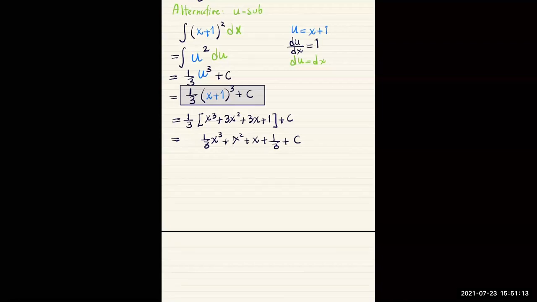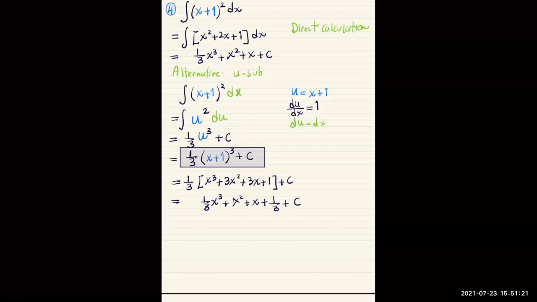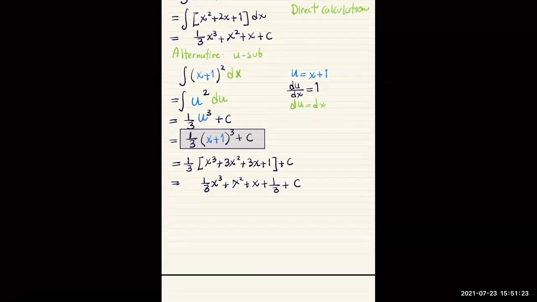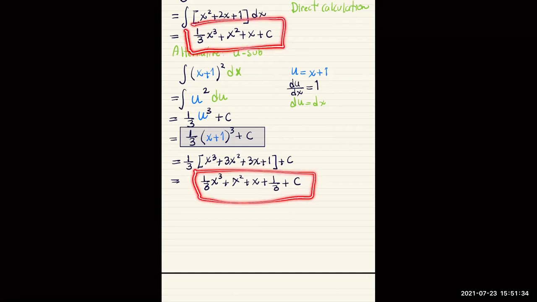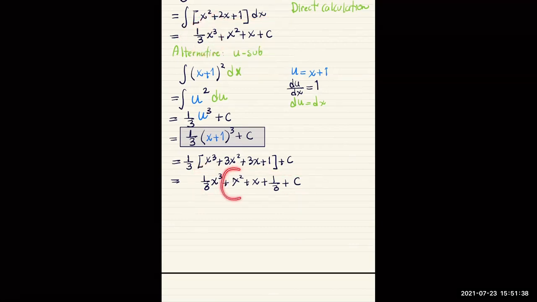I'm not gonna box it yet. Let's say I did the problem this way. I did substitution method. I got this as the answer. I compare to the back of the book. And this is an expanded form. So I expand, this is what I get. Now I'm gonna compare that to the back of the book. Okay, I got the 1/3 x cubed. Great. I got the x squared. Fine. I got the x. Where the heck is my 1/3?